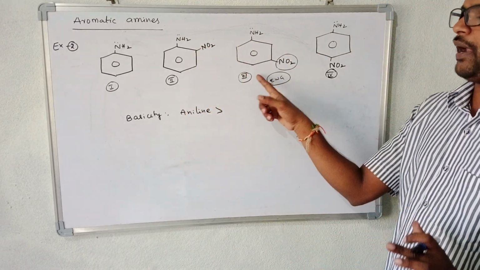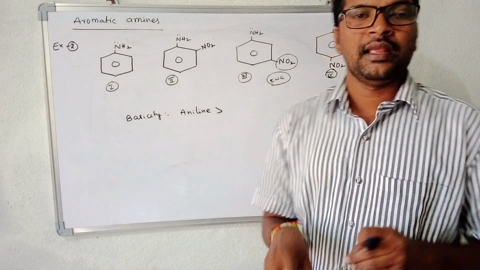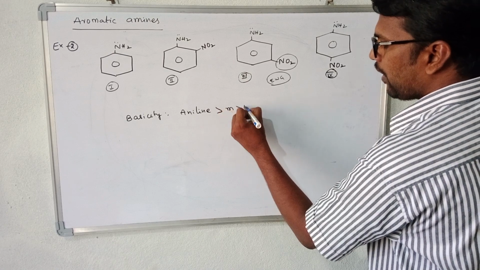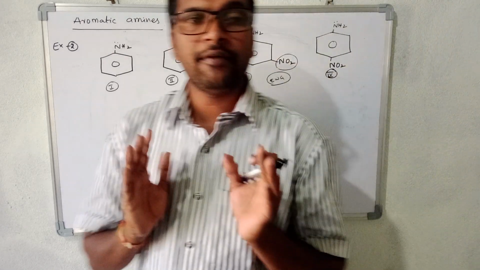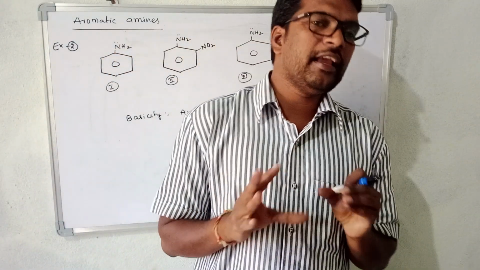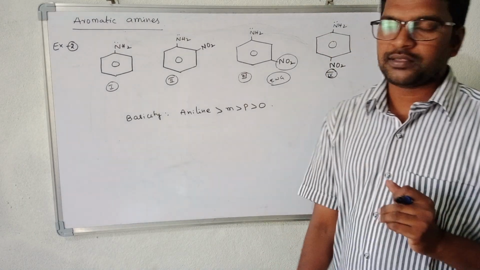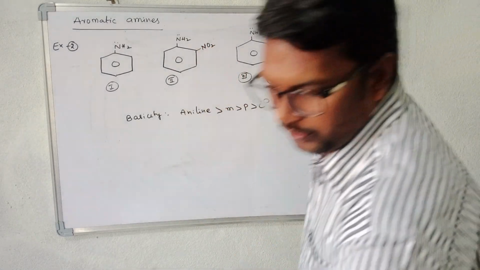Now we have to compare meta and para. Whenever an electron withdrawing group is present, in that condition meta is more basic, after this para, and the least one is ortho. Remember this. Whenever a plus IE group is present, para is more basic. Whenever a minus IE group is present, meta is more basic. Ortho is always least basic. Okay, it is about the nitro group.